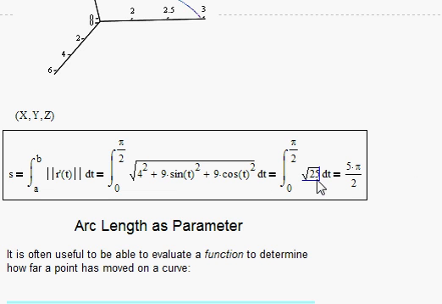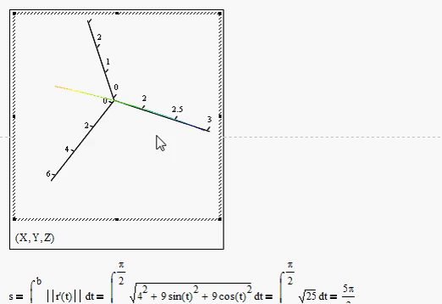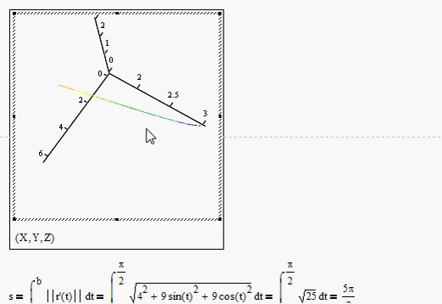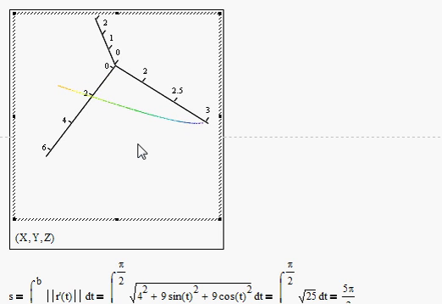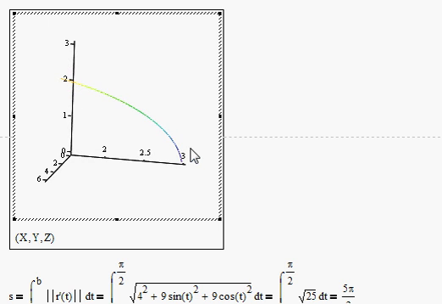So when we integrate square root of 25, that's just 5, so we get 5t. T goes from 0 to pi over 2, so our answer, 5 pi over 2, is the length of this curve here. That's approximately, I guess, 5 pi over 2 is about 15 over 2. It's a little bit more than 7.5, and that seems like a reasonable estimate.